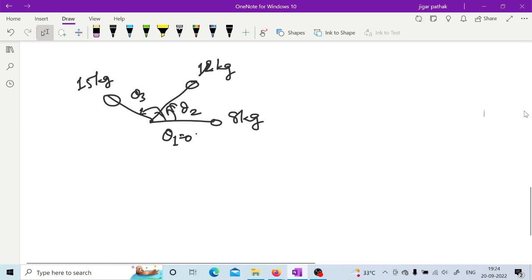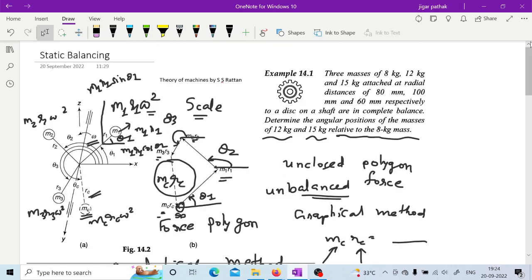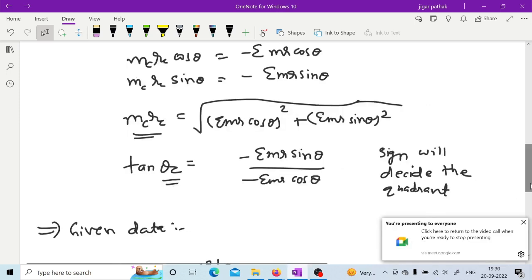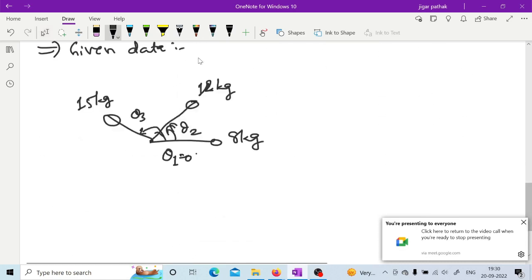So can you try to solve this? Trying, sir. Please try and solve this. It is very simple. Let me write something over. Here you will have the products M1 R1, M2 R2 and M3 R3.